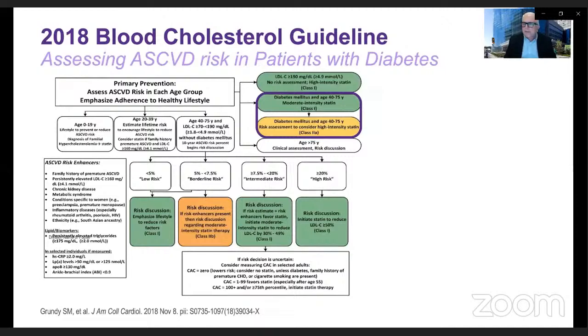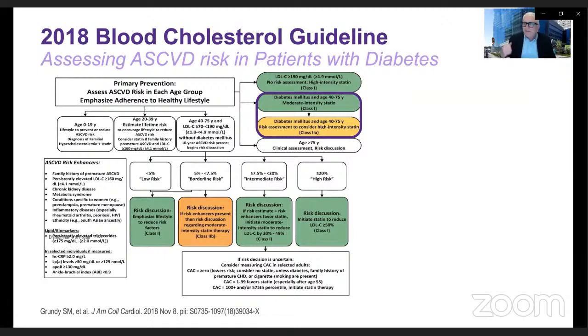So diabetic patients obviously fall into a high-risk group, and all diabetics between the ages of 40 and 75 should be started on moderate intensity statin. That's just, I think, a reasonable, appropriate approach. However, not all diabetic patients are the same. We know this. And so within the diabetic cohort, there still is room for further risk assessment, because the higher the risk, the greater the benefit. Just like the higher the LDL, the greater the benefit in patients with familial hypercholesterolemia.